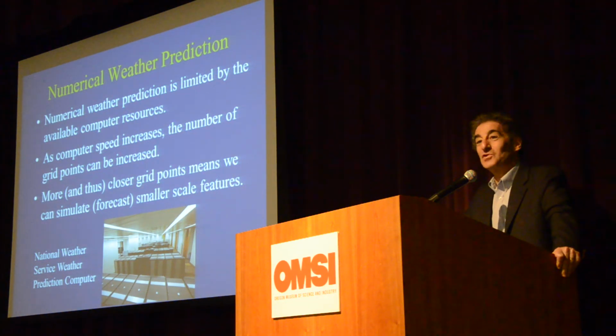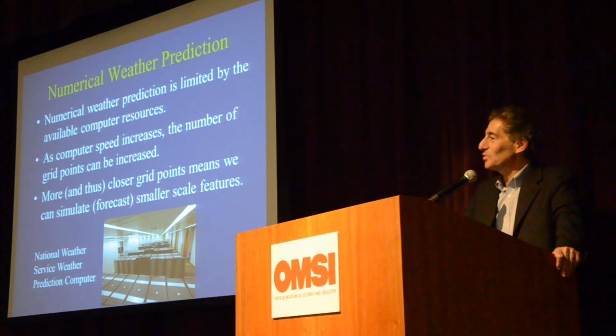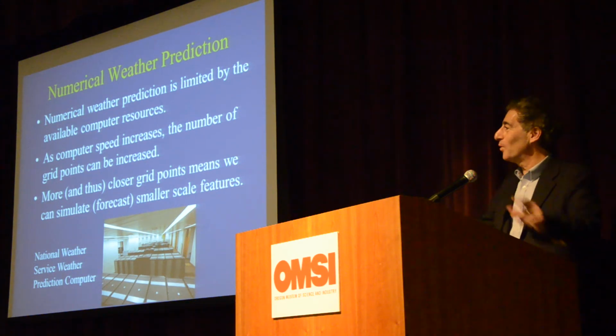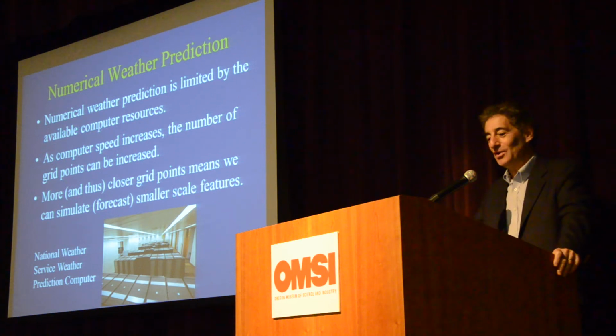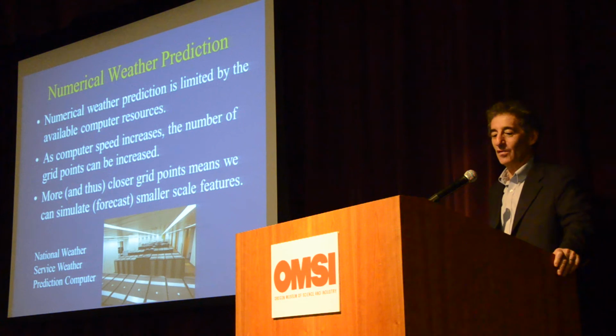Now, numerical weather prediction is done on computers. The first numerical weather prediction was in 1950, and that's when they first had digital computers available. Numerical weather prediction is limited by the available computer resources. And certainly as computer speed increases, the number of grid points can be increased. If we have more grid points, they can be closer and closer together, which means we have more and more resolution. We can describe finer and finer scale features.